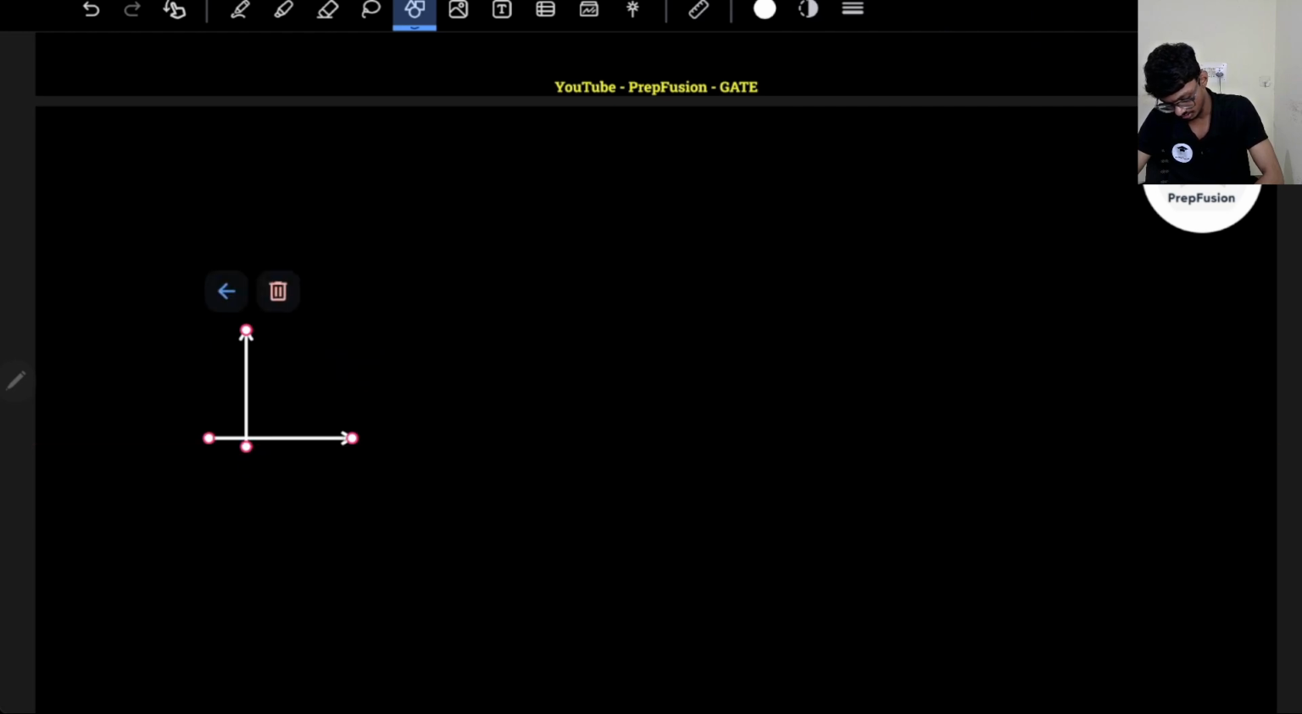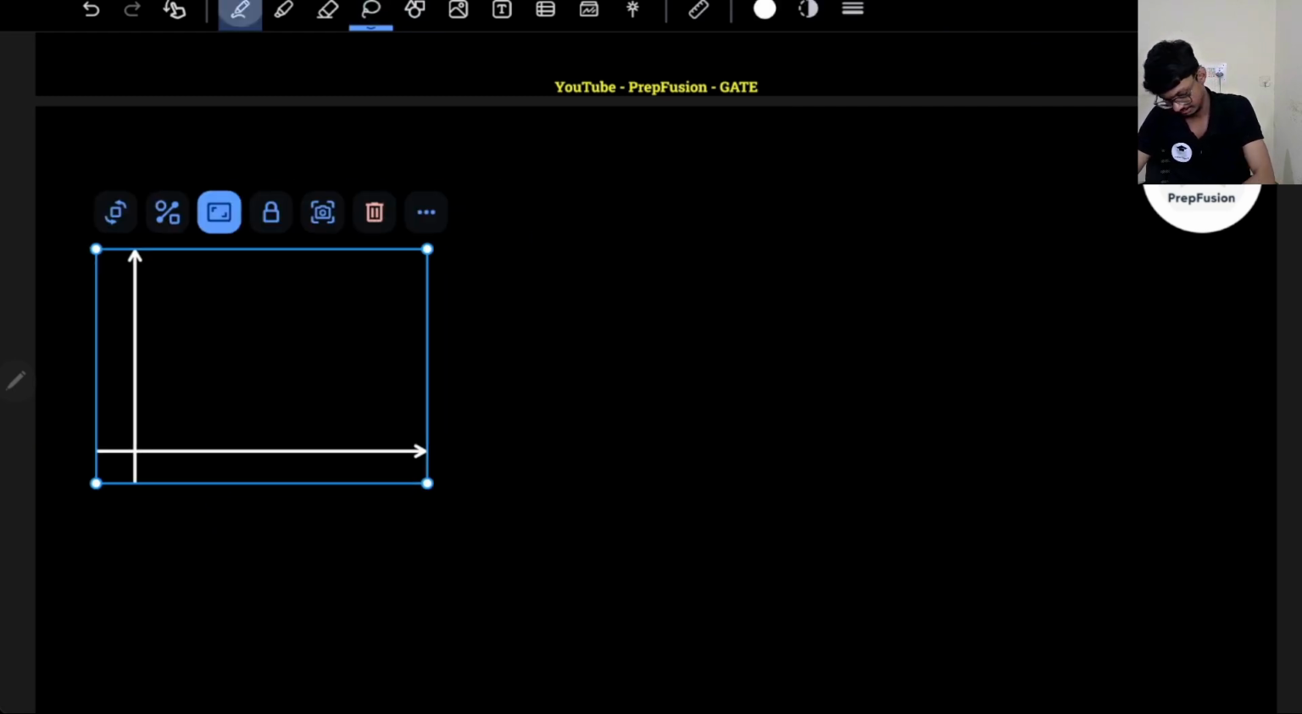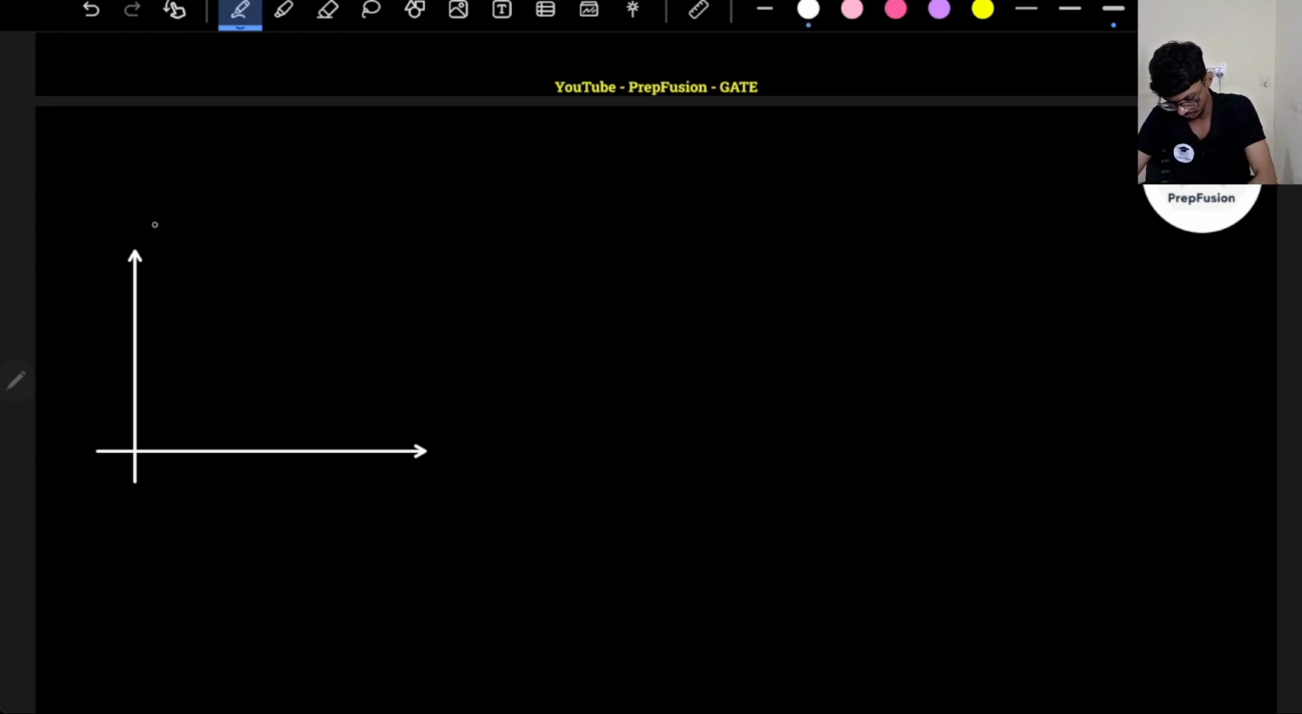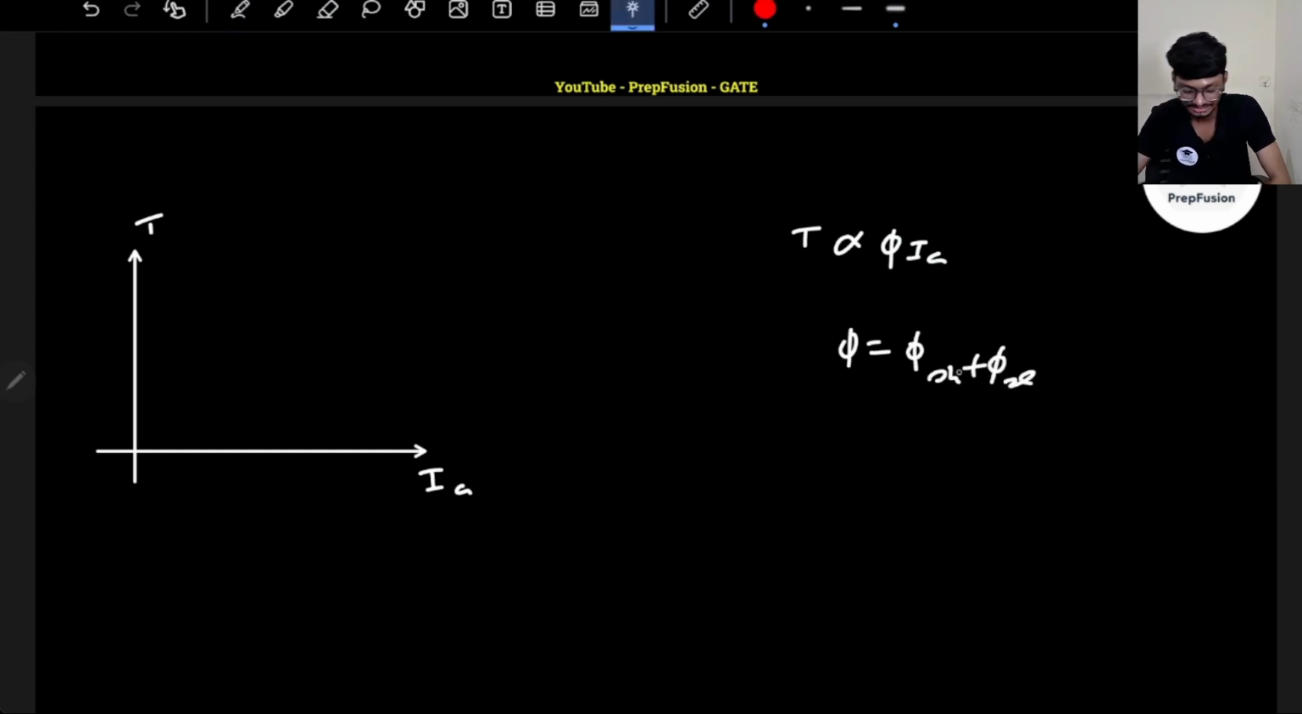Let us discuss the torque speed characteristics. Again, the equation of torque will not change. That will be a constant equation. So this is the torque load characteristics. In case of a motor, torque is proportional to flux into current. So flux is this time phi sh plus phi ac. At zero current the flux is non-zero, but as current is zero, torque will be zero.